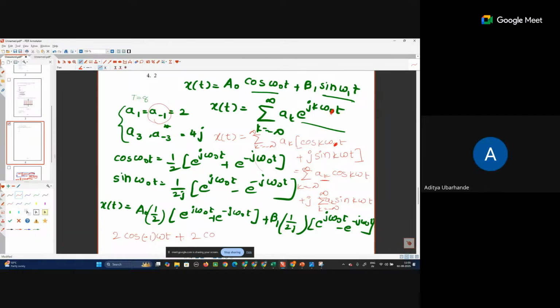Ma'am, sorry for interrupting, but can this question be solved using some symmetry principles? Because A1 is equal to A minus 1 implies that it is even symmetric, and the second thing implies that it is conjugate symmetric. Yes, we can use those as well. We can use the properties, that will be even easier, a shortcut way. Can you please walk us through that once?